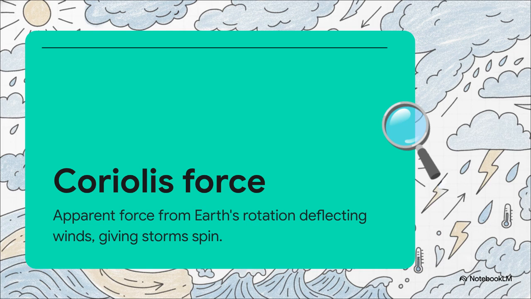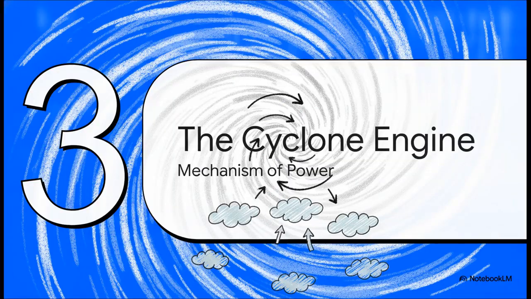Let's quickly talk about that second ingredient, the Coriolis force. It is basically an apparent force caused by the Earth spinning on its axis, and it deflects winds to the right in the northern hemisphere and left in the southern hemisphere. This is exactly what gives the storm its spin. And remember earlier when I said cyclones don't form at the equator? Here is your answer. The Coriolis force is essentially 0 at the equator. No Coriolis, no spin, no cyclone. Simple as that.